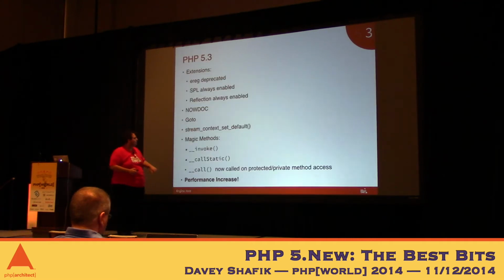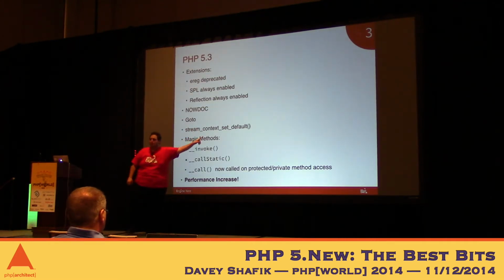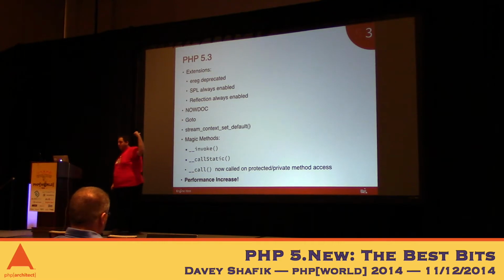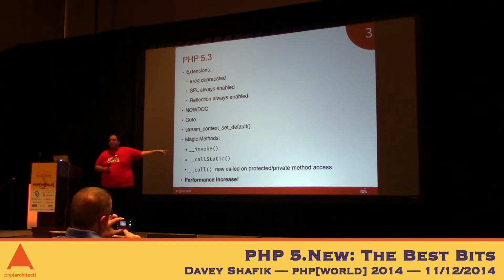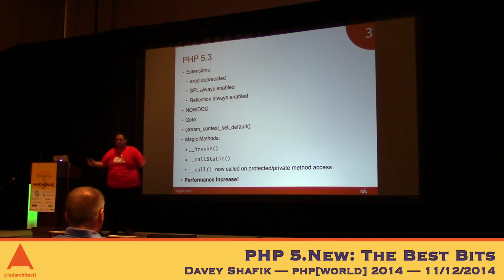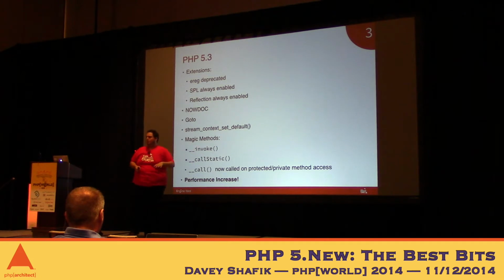They also added this function here, stream_context_set_default. The only reason that's on this slide is because that's my contribution to internals. So there you go. They added these magic methods, __invoke, which means if you define that within a class and you instantiate it and you just do $object(), then it will call that magic method. So it's kind of like a closure that is the whole class. What's interesting, that's kind of how closures work internally as well.